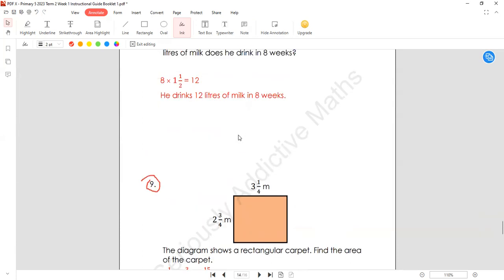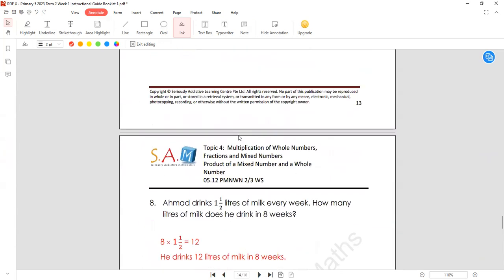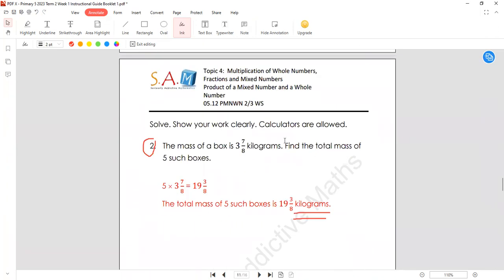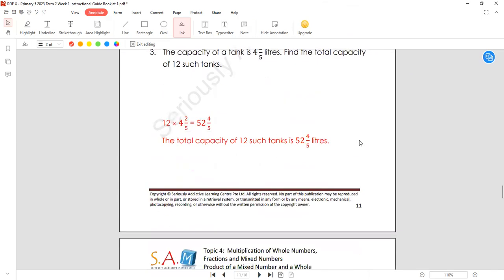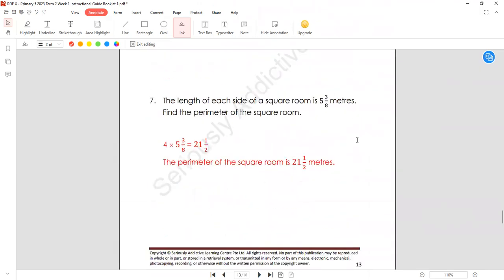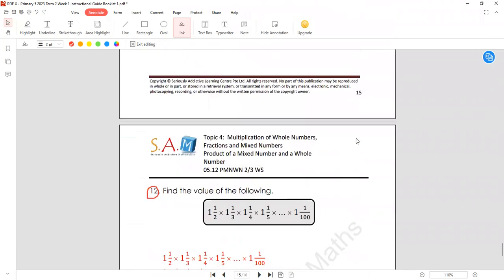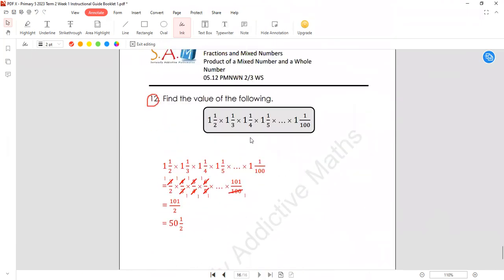Do tell them that when they see questions like this and there are no instructions for them to correct to the nearest decimal place, they should always present their answers in mixed numbers. Remember to remind them that. And then try one of this.